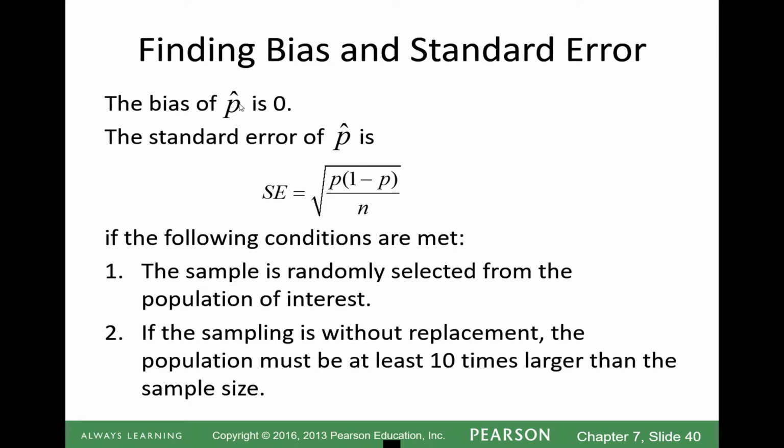Find the bias and the standard error. The bias of p hat is 0. Now the standard error of p hat: p hat here is the estimator, which gives us an estimate for the mean of that sample, and the standard error is like a standard deviation, an estimator for the standard deviation here.